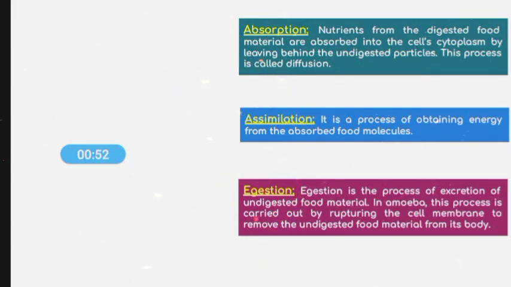Assimilation. It is a process of obtaining energy from the absorbed food molecules. Egestion. It is the process of excretion of undigested food material. In amoeba, this process is carried out by rupturing the cell membrane to remove the undigested food material from its body.